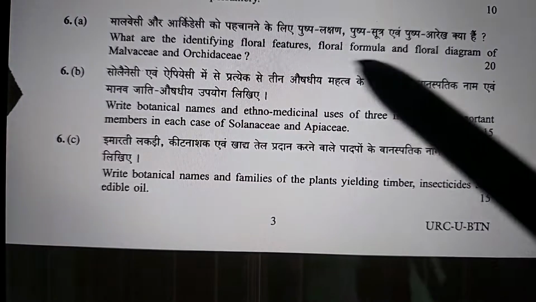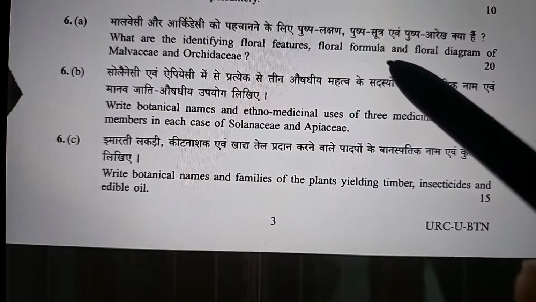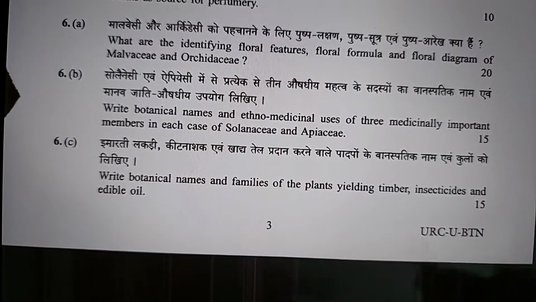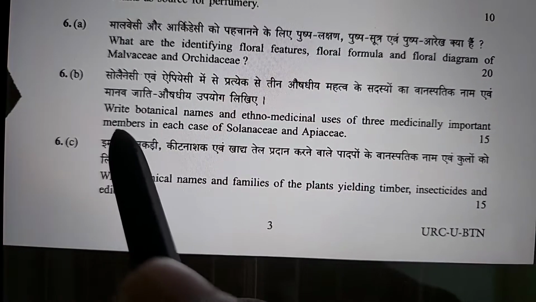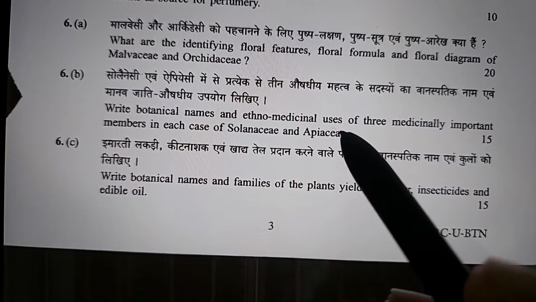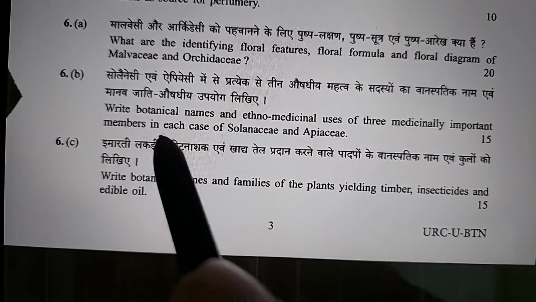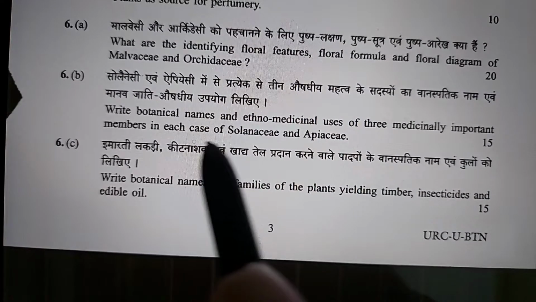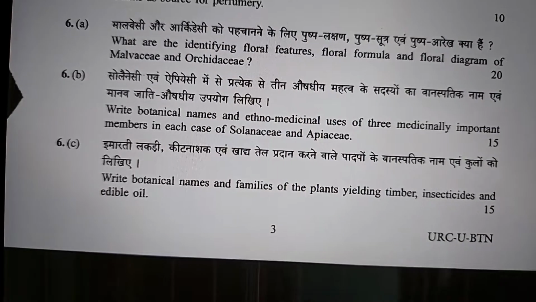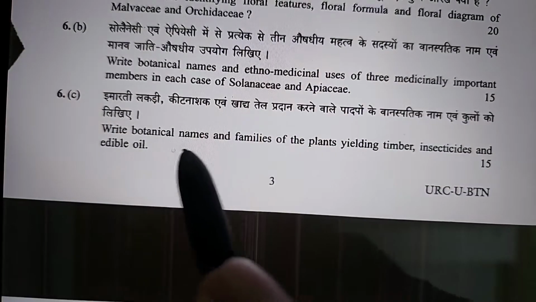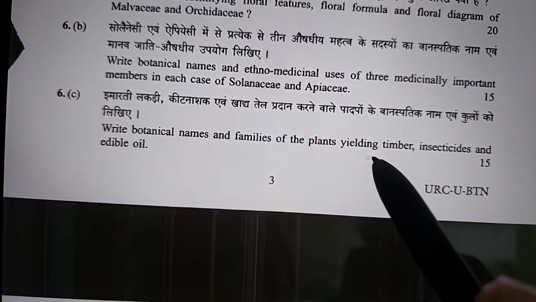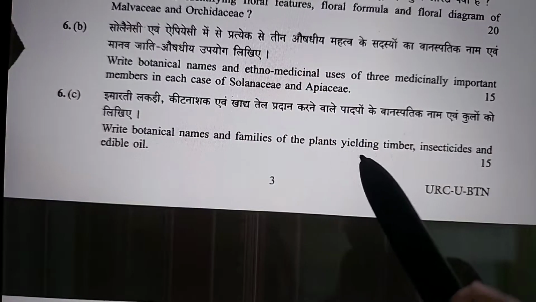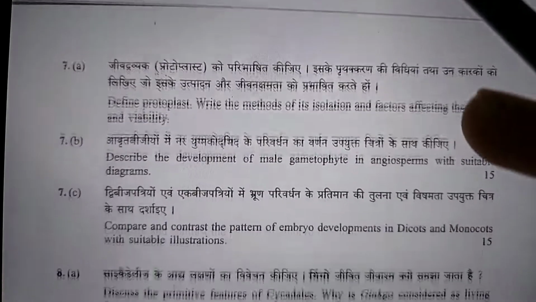What are the identifying floral features, floral formula and floral diagram of Malvaceae and Orchidaceae? You have to remember all those things from the families. B is: write botanical name and ethnomedical uses of three medicinally important members of each of the Solanaceae and Apiaceae. C is: write botanical names and families of plants yielding timber, insecticides and edible oil. So that is number C.